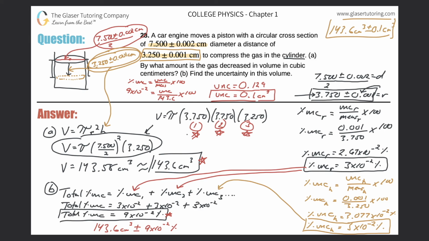And notice, a quick check is to notice where the measurement goes out. The measurement goes out to the 10ths place. And my uncertainty also goes out to the 10ths place. That should be consistent. If they're not, something went wrong in your calculations. So that's a good check.